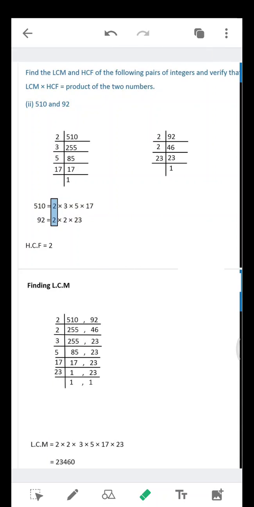Next, 510 and 92. Here also we found the prime factors of 510, and next of 92. Then we'll write both the prime factors in this way. Then what is common in both? 2 is common in both. There is no other number common in both. So the HCF is 2. Then finding the LCM, we get the answer as 23,460. So we got the LCM and HCF.